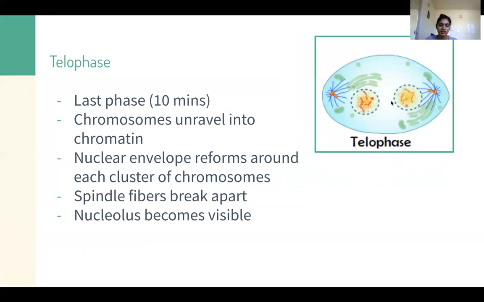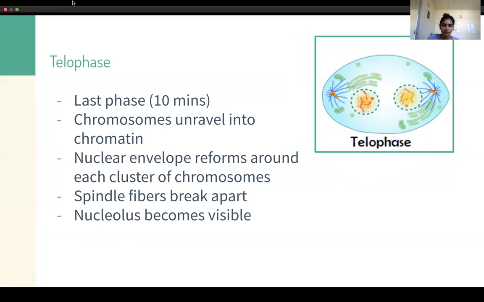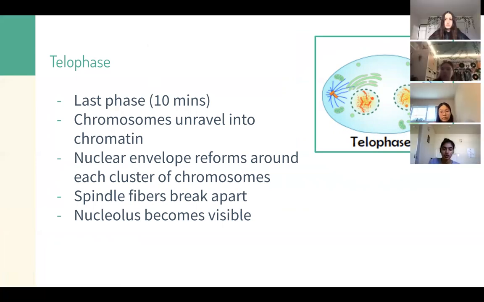So the last phase is telophase, and telophase takes about 10 minutes. This is when chromosomes unravel into chromatin, and the nuclear envelope that broke during prophase reforms around each set of chromosomes. The nucleolus also becomes visible again.